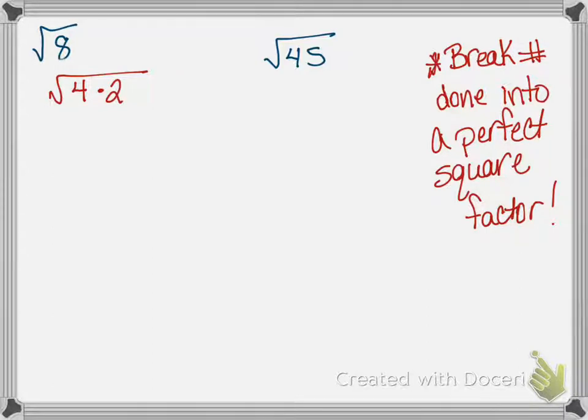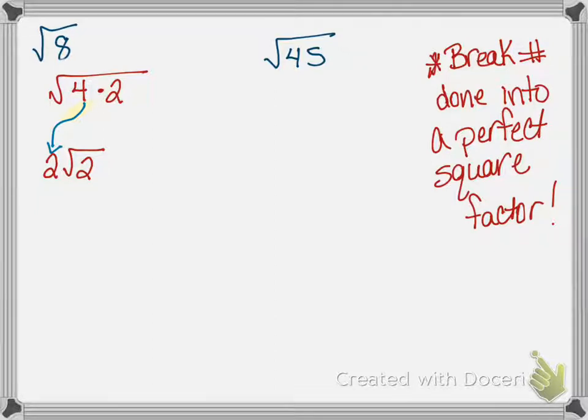Yes. Can I take the square root of that 4? What is the square root of 4? 2. So as soon as I take the square root of this, it goes to the outside. So the square root of 4 is 2. So I put the 2 on the outside, and I keep the other 2 inside. And that's read 2 root 2. That's how that's read. Okay?